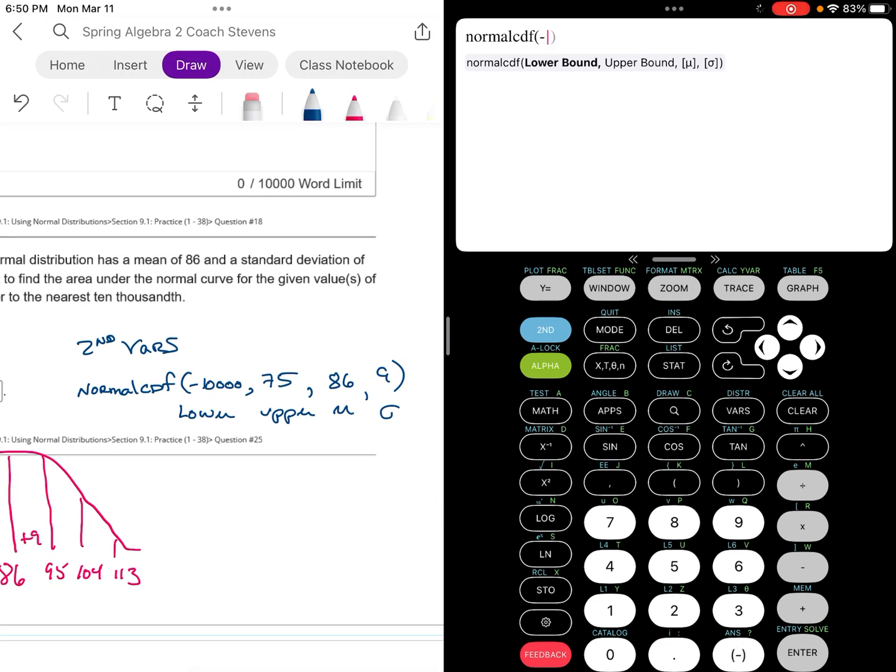So remember, use the negative sign, not the minus sign. Negative 10,000, then press comma, and then 75. Commas are above the 7. Then we're going to press 86, comma, and then 9. Then I'm just going to arrow to the right to get past it, and once I hit enter, it's going to give me a percentage. And so we know this is 0.1108. There's a 0.1108 probability of getting 75 or below.